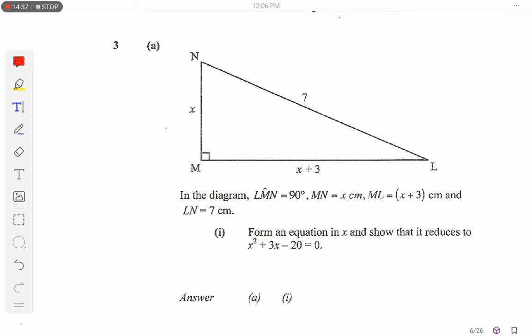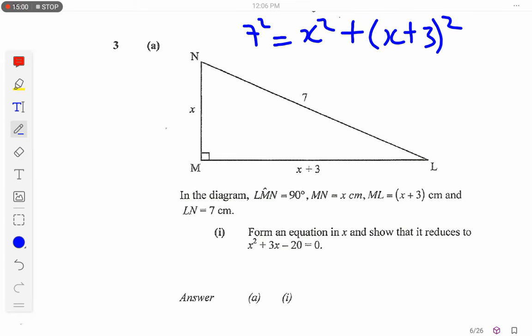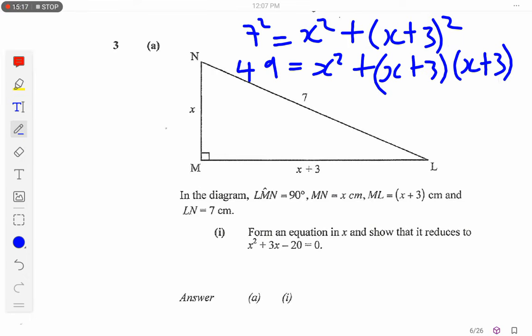Okay, so for this, I can think of many things, but the easiest thing that I can think of is the Pythagoras theorem. So for my Pythagoras theorem, this is my hypotenuse, this is my opposite. So I can say 7 squared is equal to x squared plus x plus 3 squared. That's the Pythagoras theorem there. 7 squared, we get 49, is equal to x squared plus this, I expand this, I'll get x plus 3 and x plus 3. I'm simplifying step by step there.